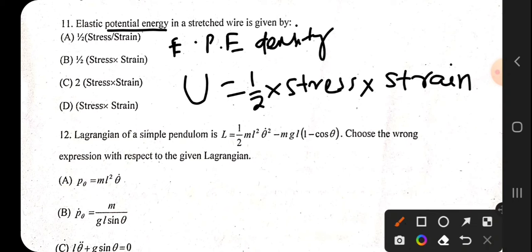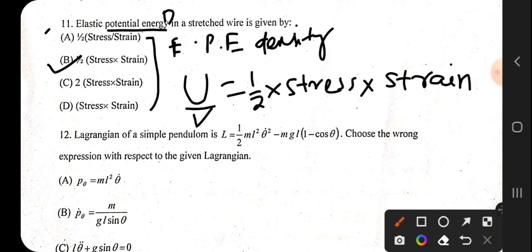That means if we find the potential energy per volume, it is called the potential energy density. But here, the potential energy is asked. The answer is potential energy equals half into stress into strain multiplied by the volume. But here, none of the options match. I think there may be some mistake. So since it is the potential energy density that is asked, the answer will be option number B.